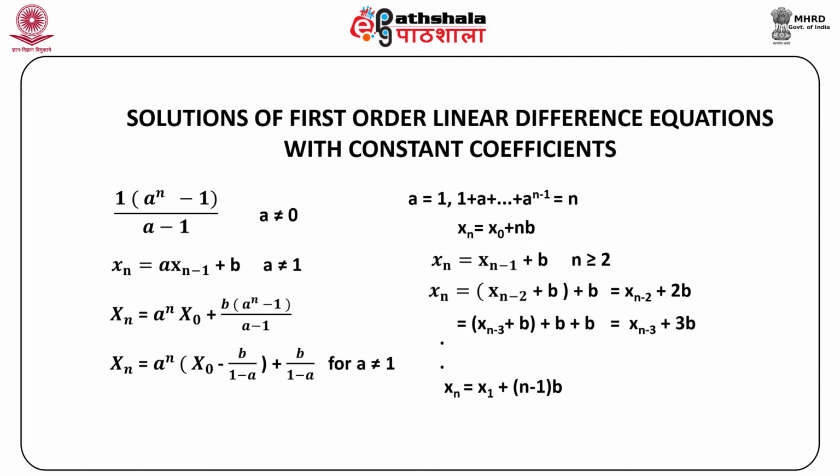Also, if a is equal to 1, the difference equation is of the type x_n = x_(n-1) + b for n greater than or equal to 2, which can be seen as x_n = x_(n-2) + b + b, which is equal to x_(n-2) + 2b, which is equal to x_(n-3) + b + b + b, which is equal to x_(n-3) + 3b, continuing right down to x_n = x_1 + (n-1)b.